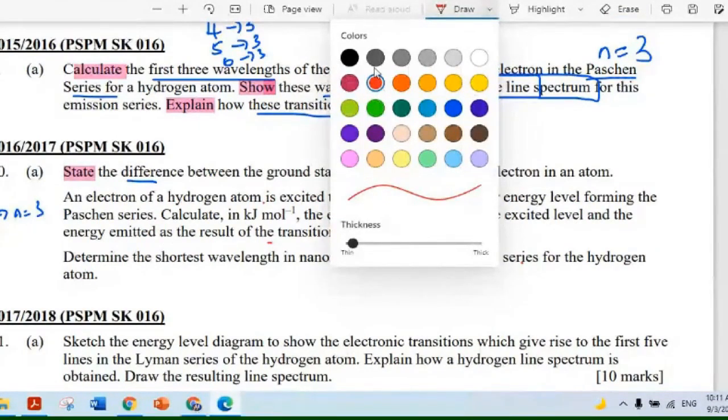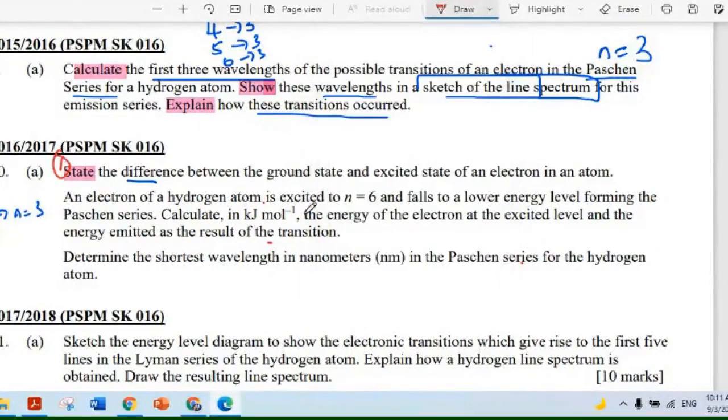So for this part, no problem, settled. Second part, identify, no problem. This is the first question, and then this one is the second question. This one is the third question, and then this one is the fourth question.